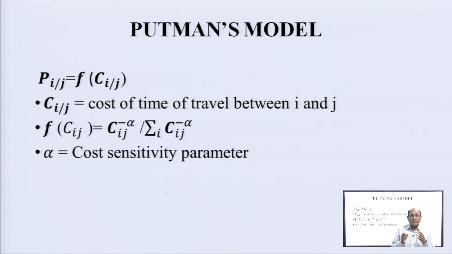So, that is the human behavioral aspect of the user. So, Putman's model goes on: Pi by j will be equal to F Cij, where Cij is the cost or time of travel between I and J. So, F Cij will be equal to Cij to the power minus alpha divided by the sum over I of Cij to the power minus alpha, where alpha is the cost sensitivity parameter.